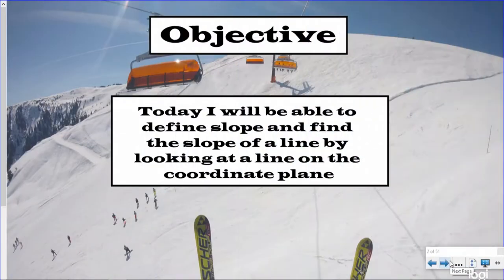So we got on our ski lift, right? We're going up the mountain. Today I will be able to define slope and find the slope of a line by looking at a line on the coordinate plane. That's our objective today. That is the mountain we are trying to navigate down. So let's start going down the mountain.